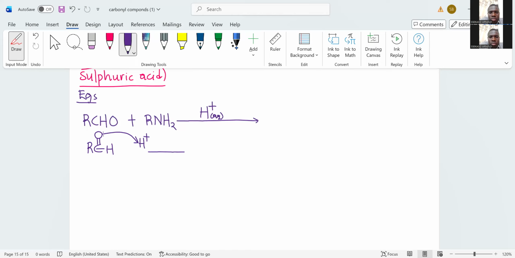Now, once we donate to the proton, we shall come up with RC, double bond with oxygen. Oxygen is electron deficient. Why? It was having lone pairs of electrons, which it donated to hydrogen. So therefore, oxygen has a plus. It carries hydrogen. Then carbon also carries hydrogen, like that. That's what we are having.